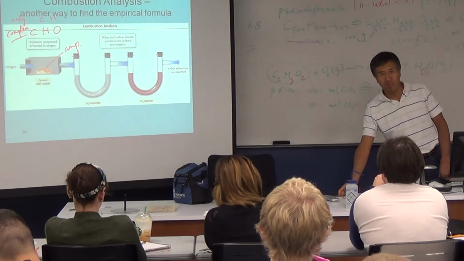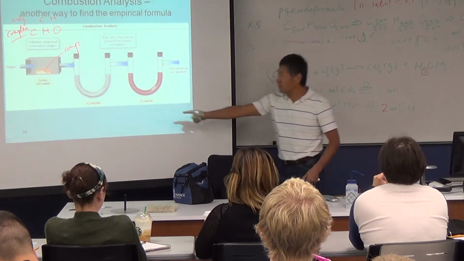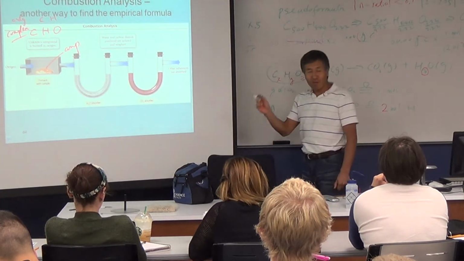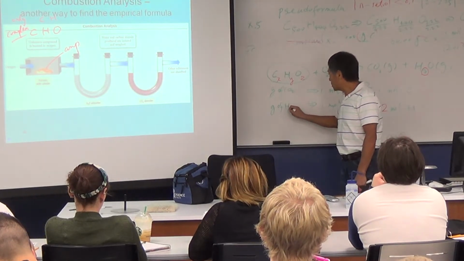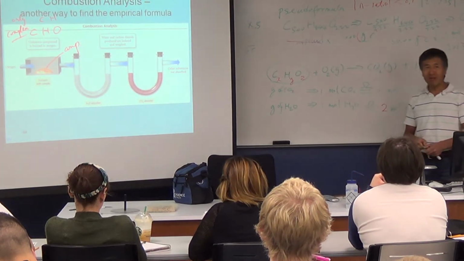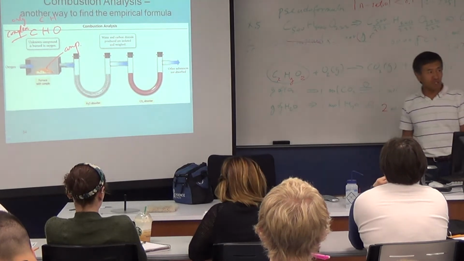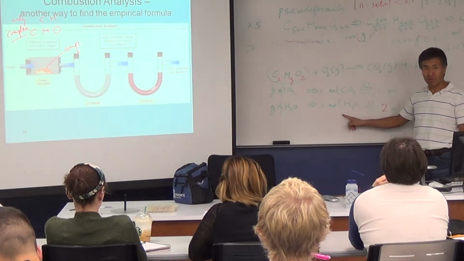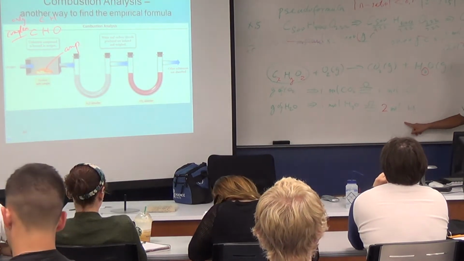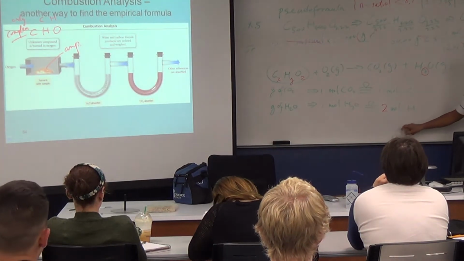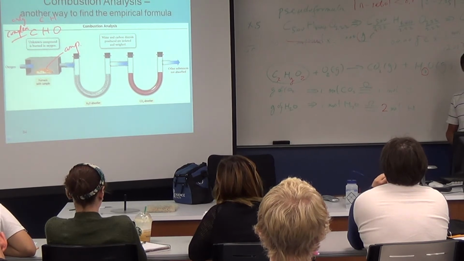Water. Grams of water. Yeah, you can find out from here, right? You can see how much water is produced. So gram of H2O. If you know the gram of H2O, you will use the molar mass of H2O, find out the mole of H2O. Once you know the mole of H2O, you can use this mole ratio to find the mole of H. Is that okay? That makes sense, right?